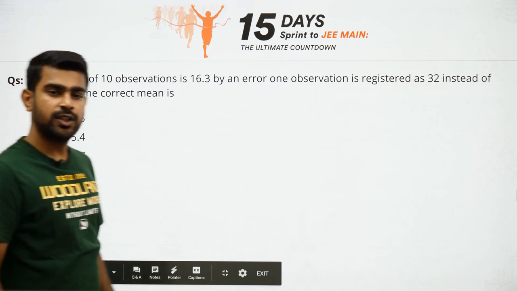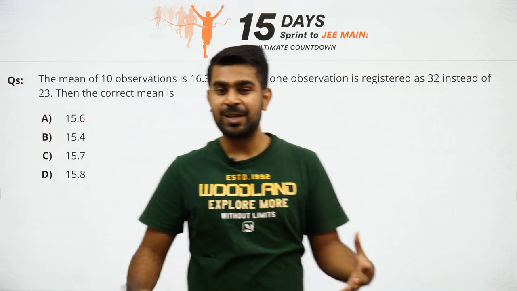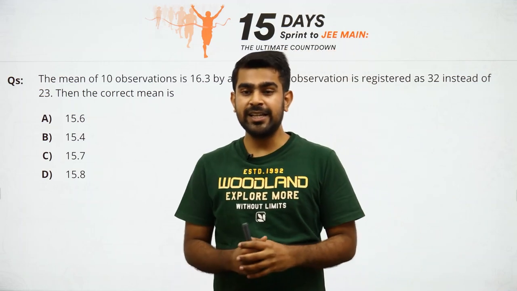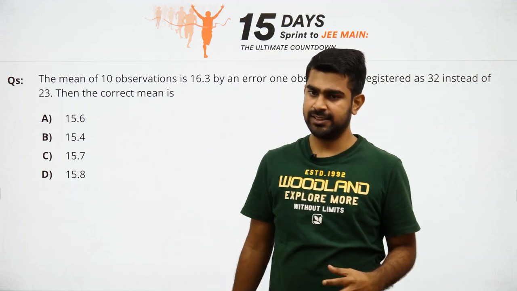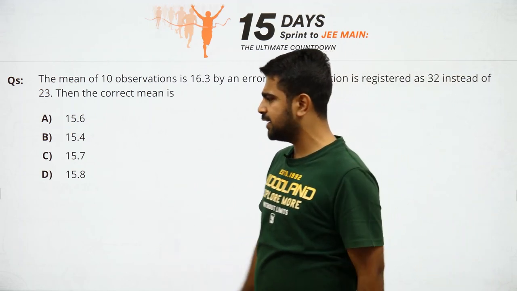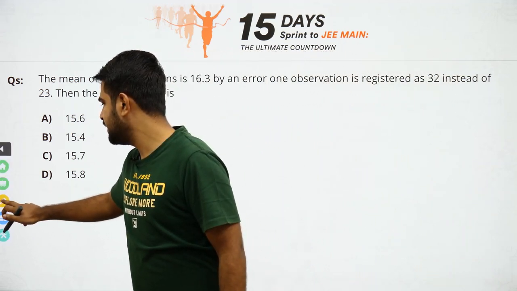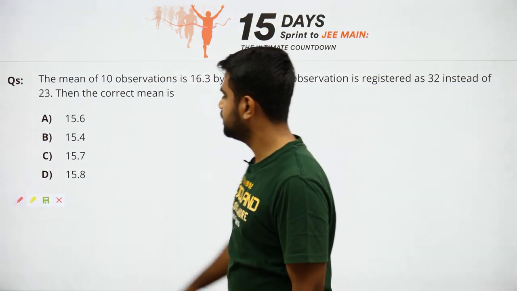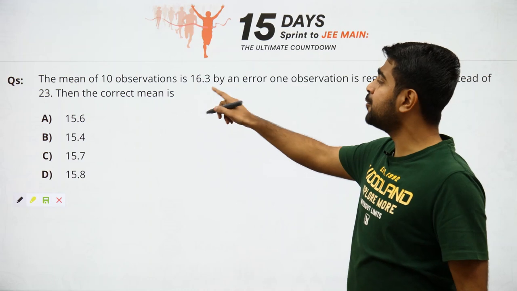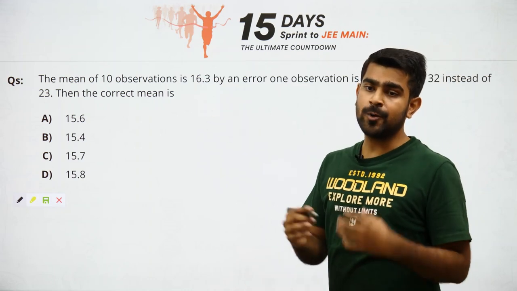Now, again, a super duper easy question, to focus on the concept of mean. So mean is something which we study in statistics. So a simple example, I think we will not waste time on this. We will quickly do it. It is not very difficult, as you will see right now. So let me take black color now. Okay. So now the mean of 10 observations is 16.3.